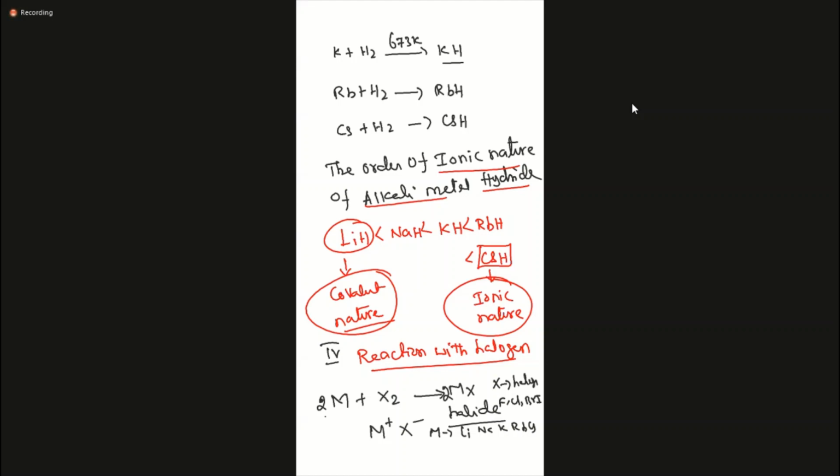So what types of halides will form? Please listen. LiX type of halide, NaX type of halide, KX type of halide, RbX type of halide, and CsX type of halide. X means halogens. This type of halides will form. So now I am going to ask one more question. Please listen, this question is most important. You know Fajan's rule. Already we discussed Fajan's rule.